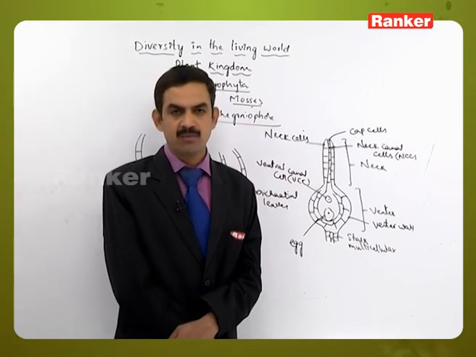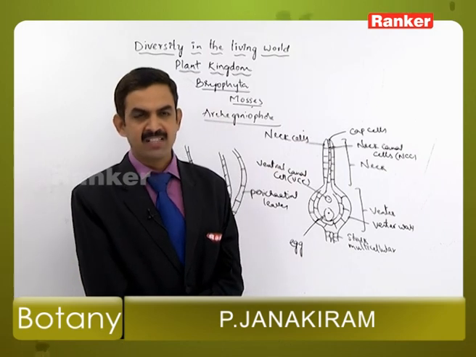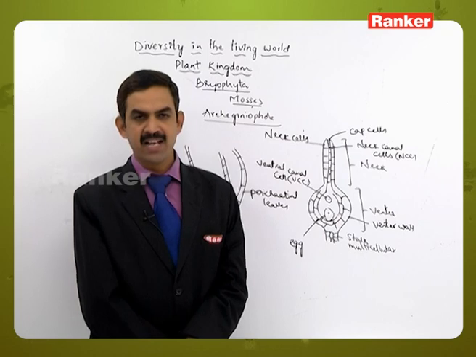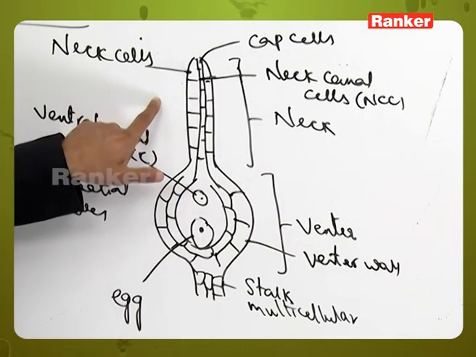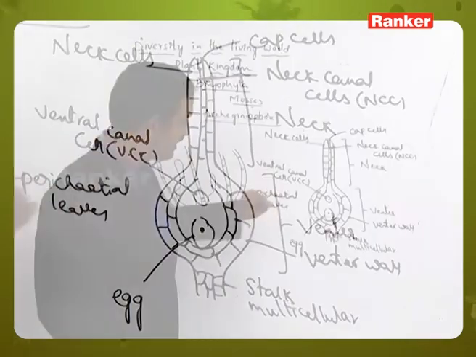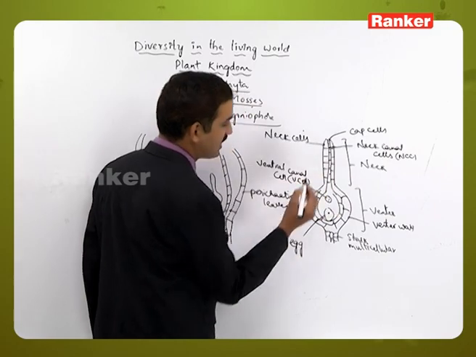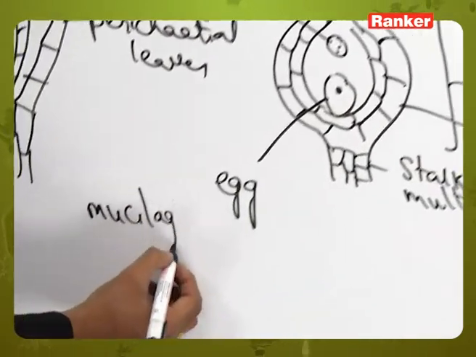The antheridium releases the antherozoids when the antheridium matures, and these antherozoids will swim in the water with the help of the flagella, and they are attracted towards the archegonium. Here when the archegonium becomes mature, the ventral canal cell and the neck canal cell will dissolve and form a chemical substance, that is mucilage will be formed.